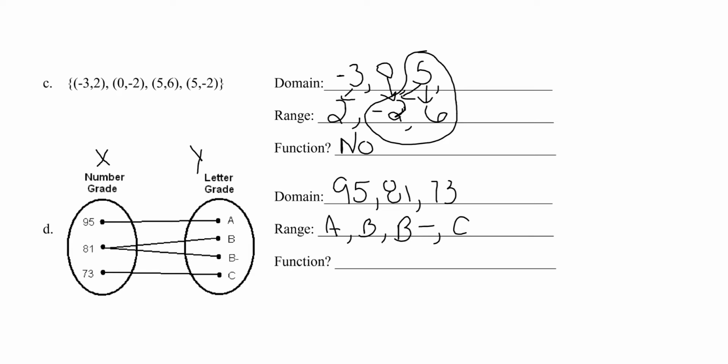And they've already kind of drawn on here our relationships, and if you look at it, 95, so this input only has one output, but 81 goes to B minus and B. Since this has 2 outputs, is this a function? The correct answer would be no. It has to have only one output.